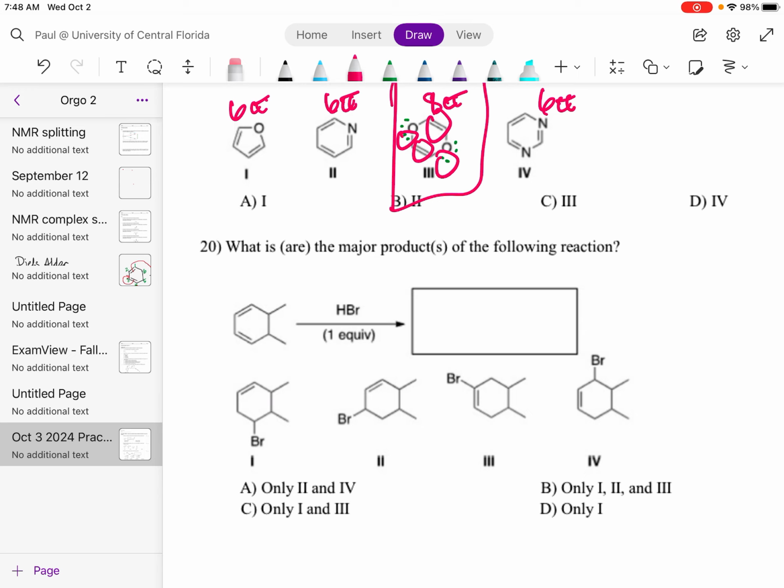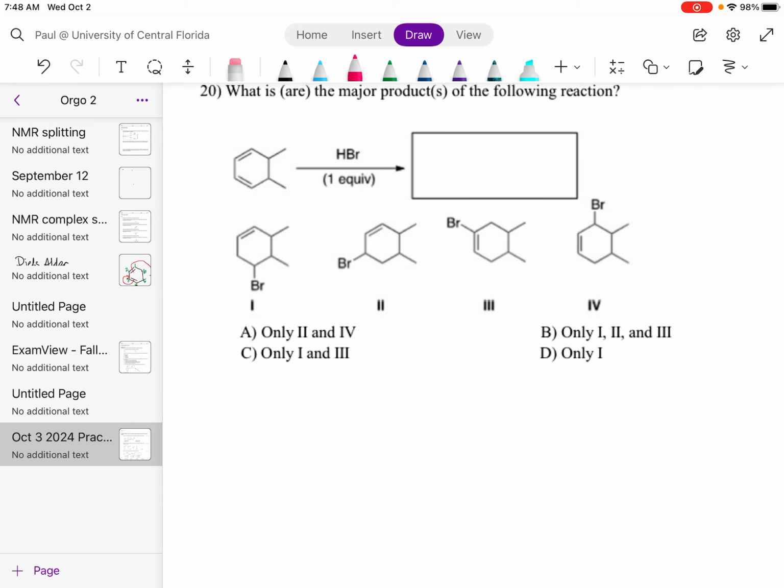Okay, what are the major products or product of the following reaction? Now, how do you do these addition reactions? You have to draw the mechanism so you can see the possible answer choices. Okay, so if we start off, let's draw our mechanism.